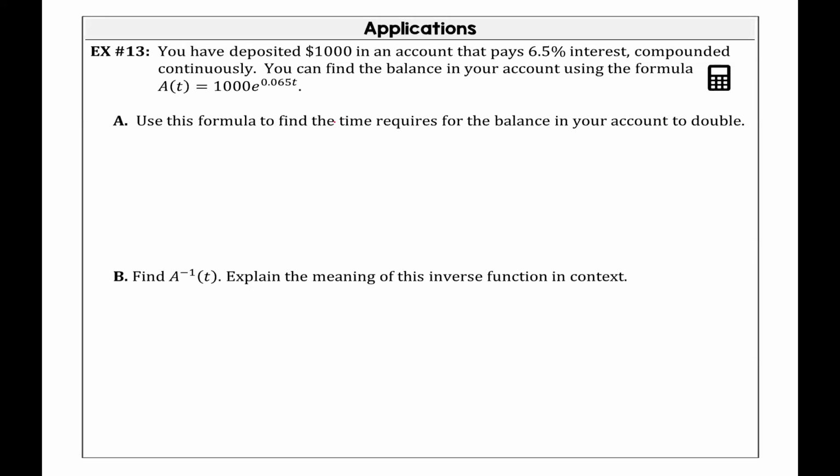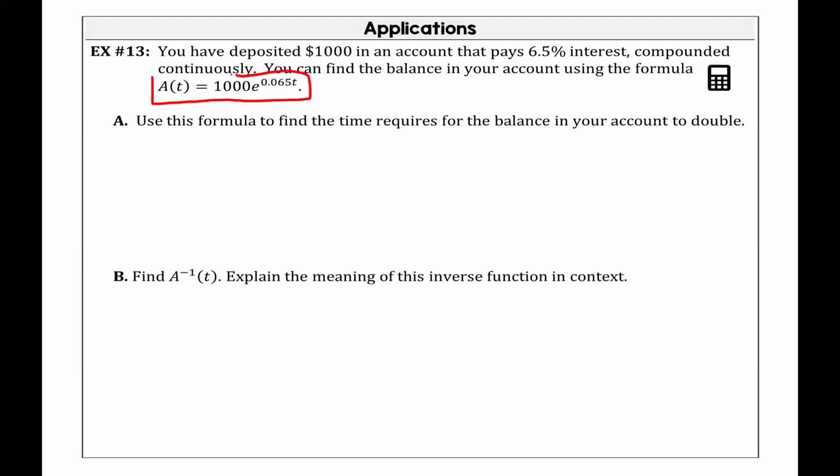All right. Word problems are what we're going to focus on today. We're still on 5C part 2, number 13, right? It says here, if you have deposited $1,000 in an account that pays 6.5% interest, compounded continuously, you can find the balance of your account using the formula A of t equals 1,000 e to the 0.065 t. This is a very commonly used formula, okay?